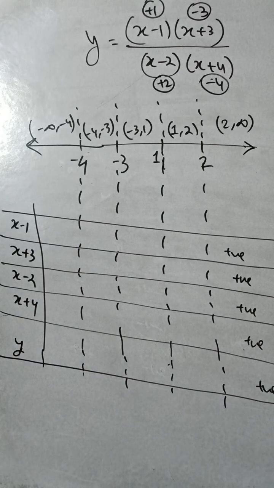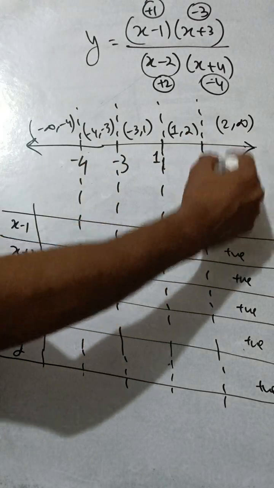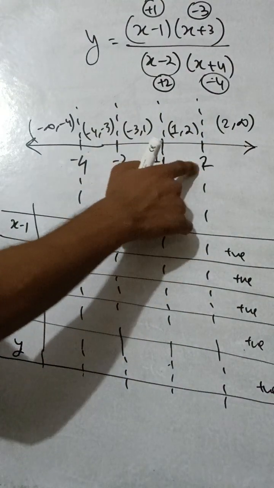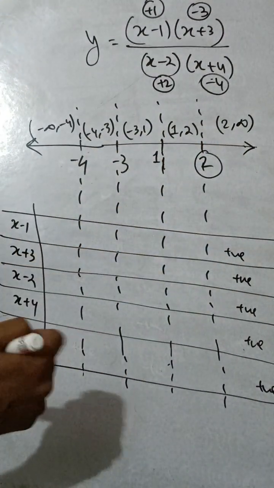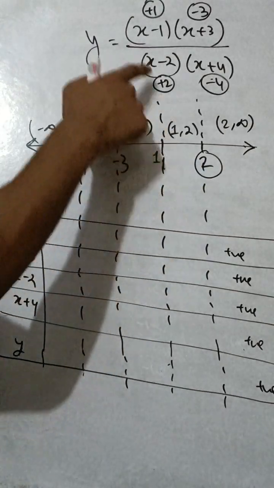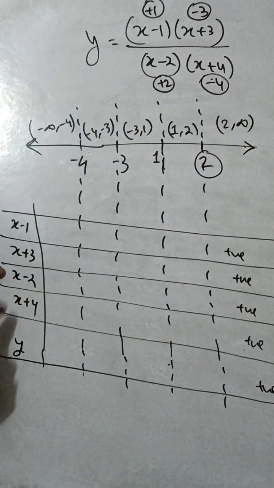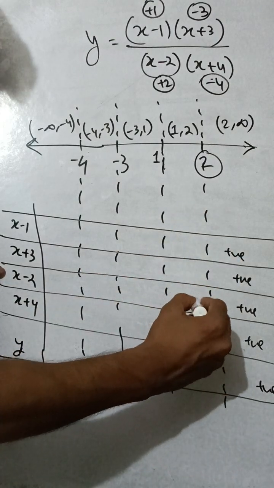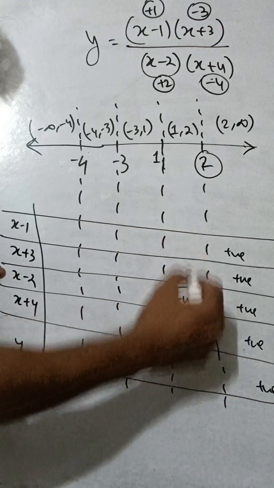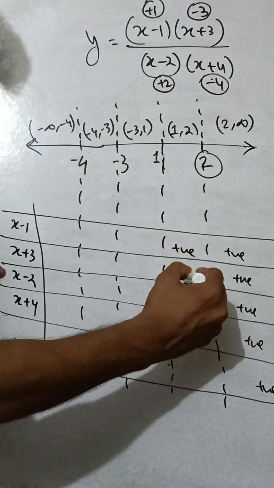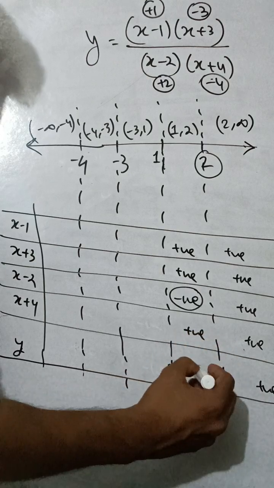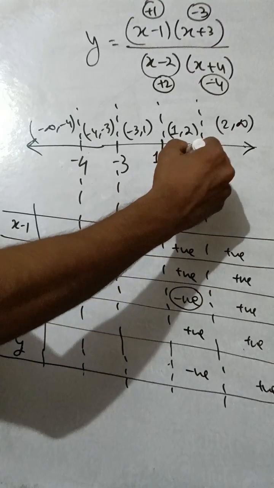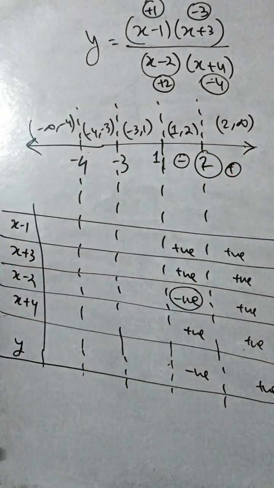Now in this region, we are done with the rightmost region. When we step into the second rightmost region, we have crossed critical point 2, which belongs to x minus 2. That was positive in the last region, so it will become negative now, and every other factor retains its sign. So y will become negative. Here y is negative, here y is positive.